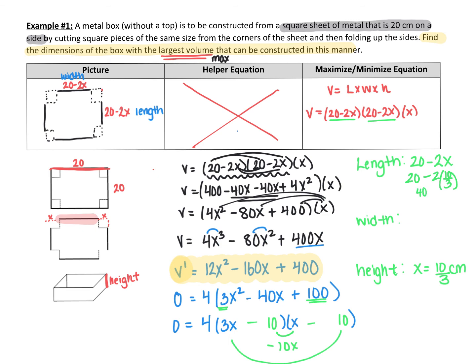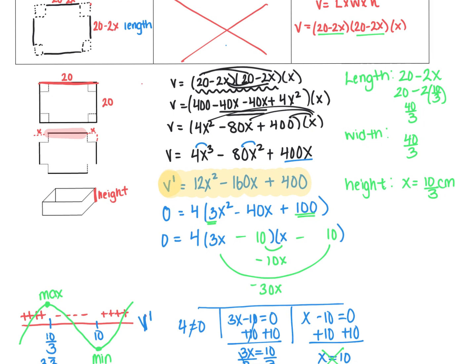All right, so I got 40/3. So that would be my length, and it would also be my width, because it's the same thing for length and width. So to really answer the question, when they ask for dimensions, they want length by width by height. So 40/3 centimeters by 40/3 centimeters by 10/3 centimeters. So really, this is your final answer.